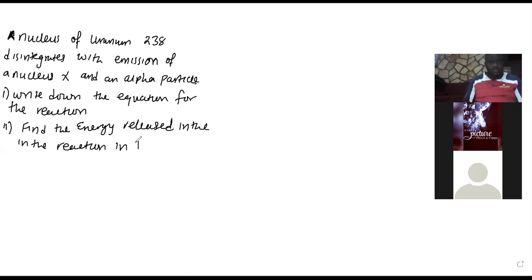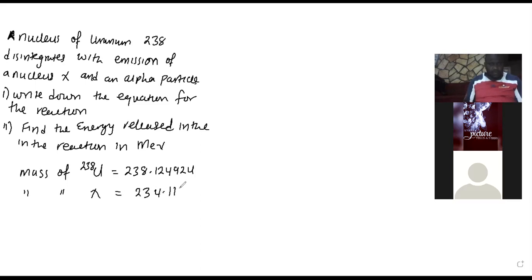Question 2, find the energy released in the reaction in mega electron volts. Mass of uranium 238 is equal to 238.1249 U. Mass of X is equal to 234.11650 U.